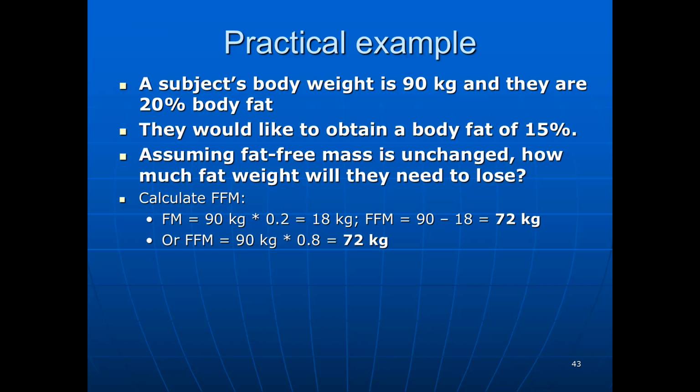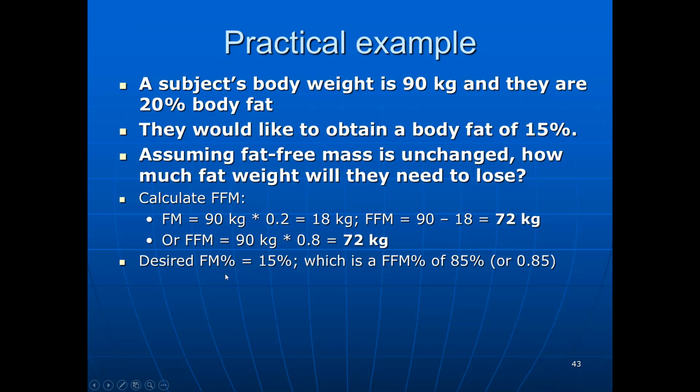The first thing we need to know is fat-free mass. If they're 90 kilograms and 20% body fat, 90 times 0.2 is 18. That means they have 18 kilograms of fat, and their fat-free mass is 72. If you subtract out the 18, which is fat, and assume everything else is fat-free mass, it gives us 72 kilograms as the fat-free mass. Alternatively, if he or she is 20% fat, we assume 80% is fat-free mass, so you could just do 90 times 0.8, and you still get 72. Regardless, 72 kilograms is the fat-free mass.